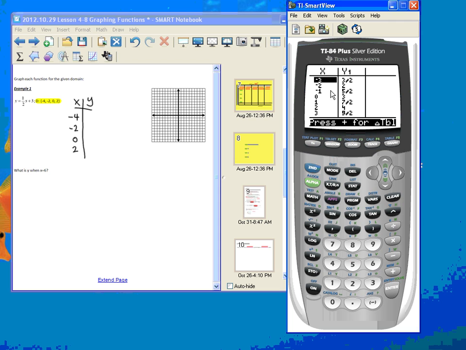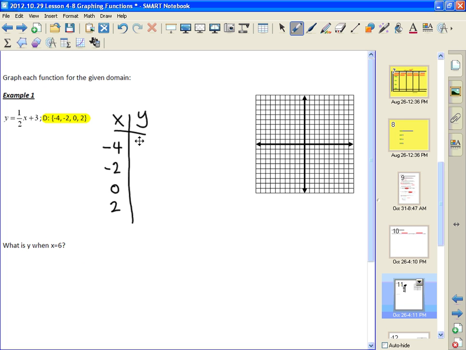You're going to look for where x equals -4. So when x equals -4, the y value is 1. When x is -2, the y value is 2. When x is 0, the y value is 3. And when x is 2, y is 4. Now that I've got those numbers, we're going to let them act as ordered pairs and put those points on the graph. So the first one you want to graph is -4, 1. So 1, 2, 3, 4, 1.